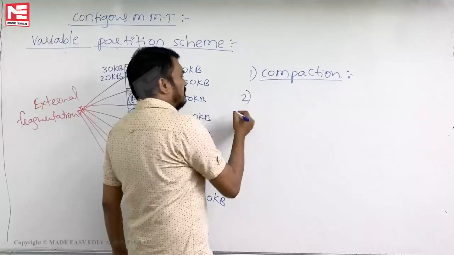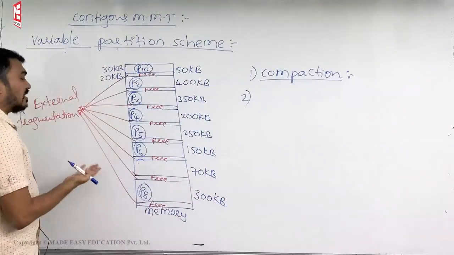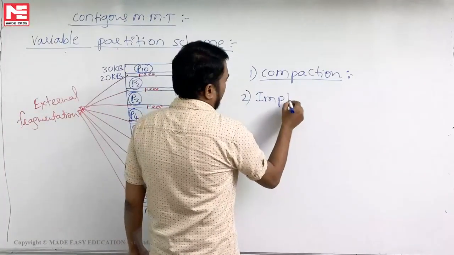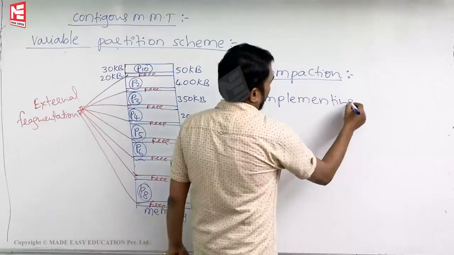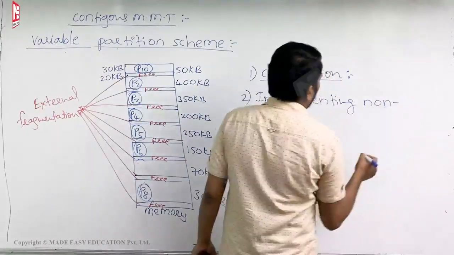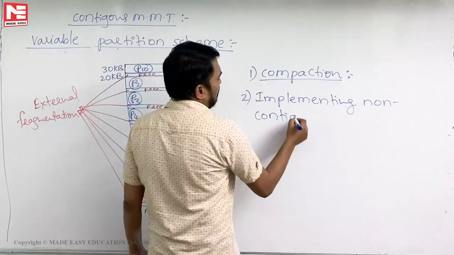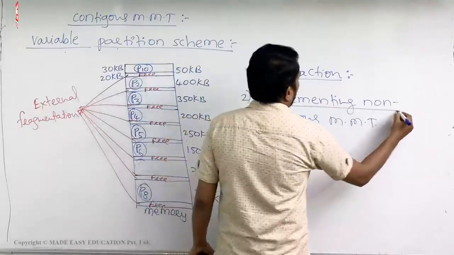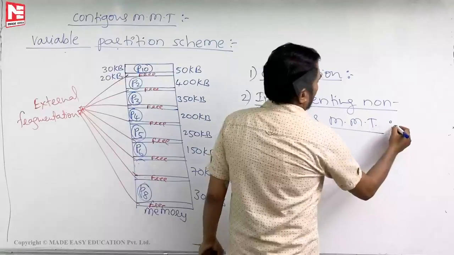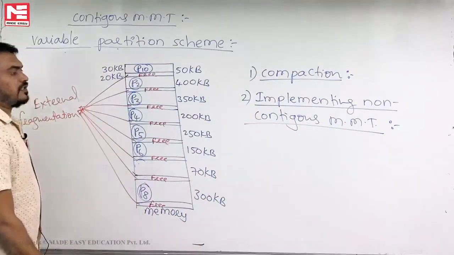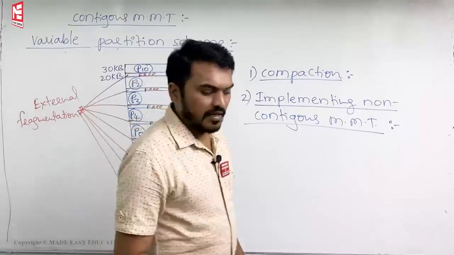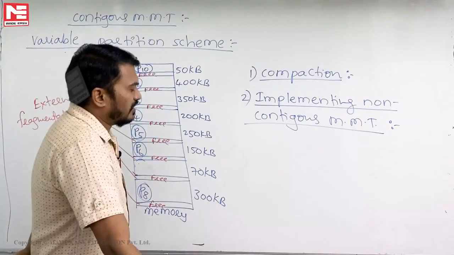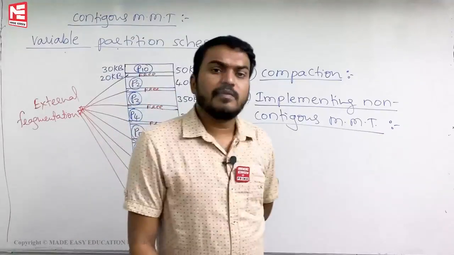So then what is the other technique? Okay, फिर अभी ये external fragmentation कैसे हटाएंगे? How you are going to remove this? Okay, the next technique we follow is, note down, implementing non-contiguous memory management techniques. So ये external fragment हटाने के लिए the next technique we follow is implementing non-contiguous memory management techniques. Now tell me, what is the meaning of non-contiguous memory management techniques?